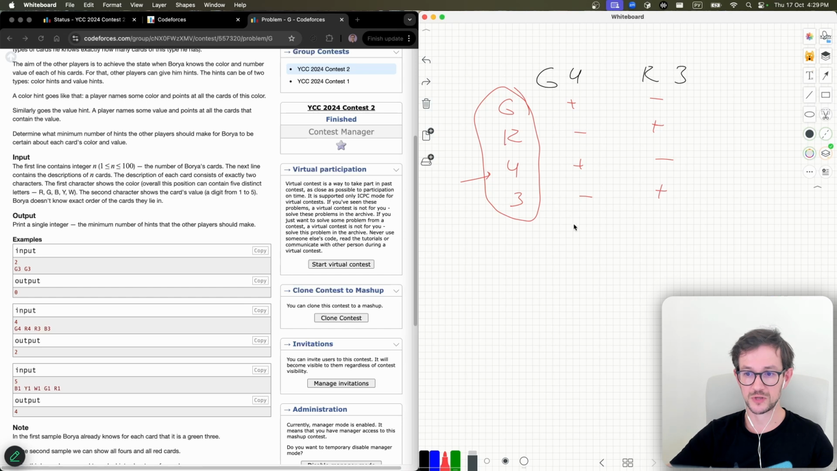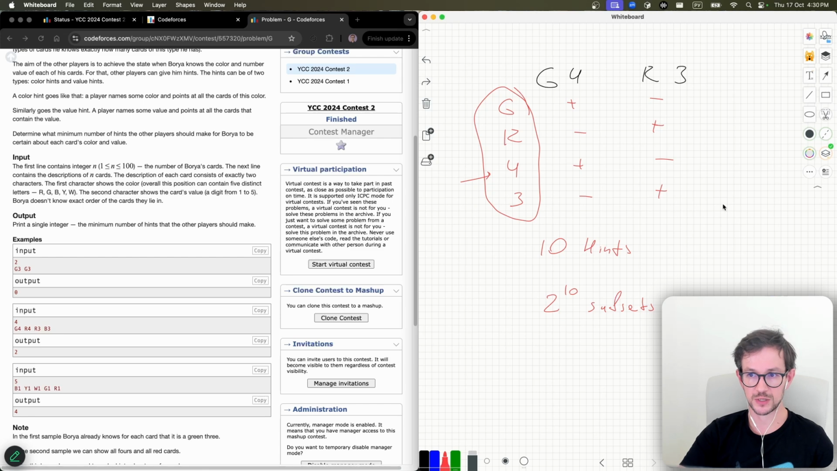What is the total number of hints? I have 10 possible hints. So I need to pick some subset of these 10 hints. There are just 2 to the power 10 possible subsets. I can iterate over all of them and just check. So the final solution is like this: you iterate over all possible subsets of hints that you give, there are 2^10 of them, and then for every set of hints, you check if it is sufficient or not.